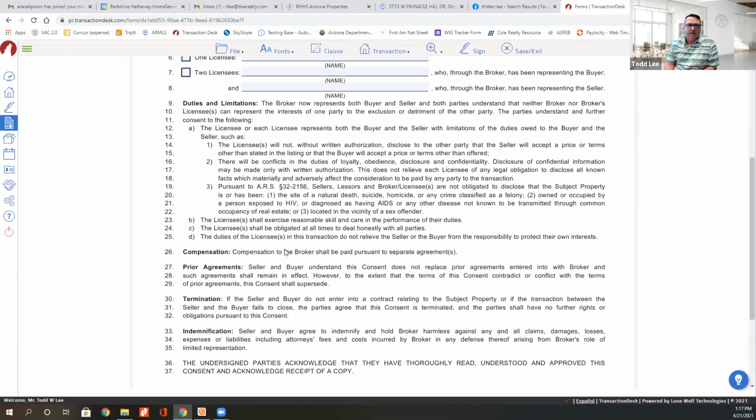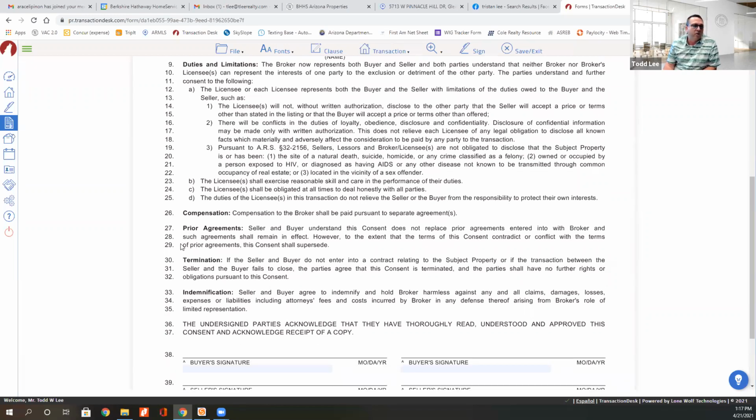And the duties of the licensee in this transaction do not relieve the seller or the buyer from the responsibility to protect their own interests. So it's kind of a warning to them to make sure that you're understanding that having one agent representing both sides is limiting your representation.